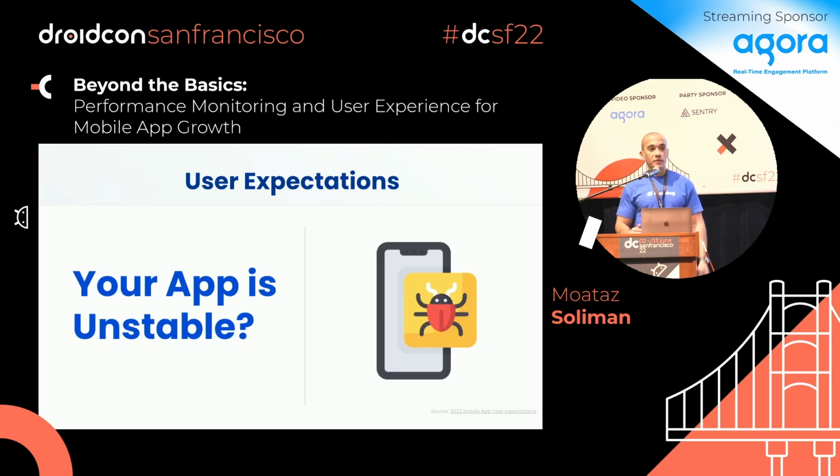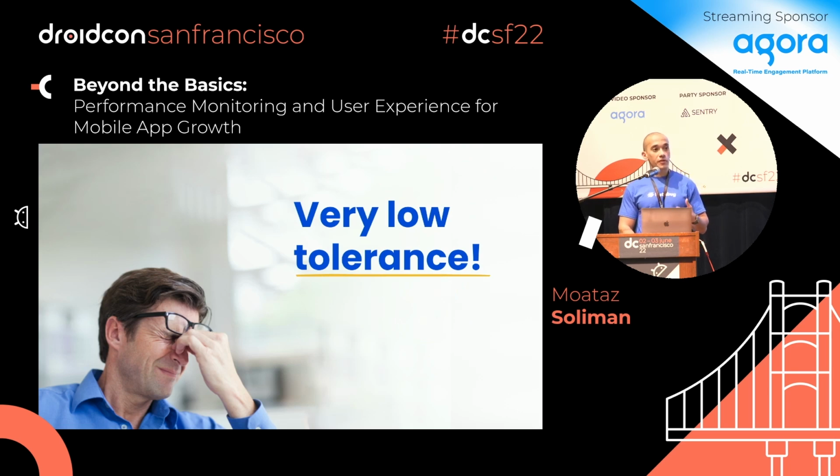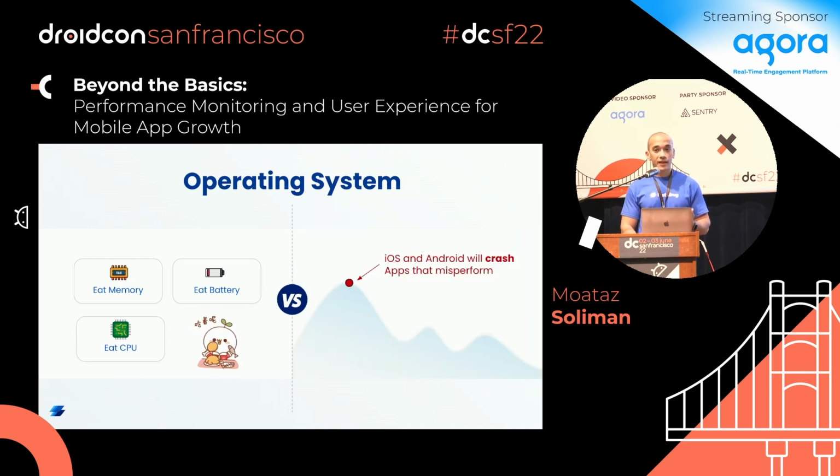Same thing with app stability. If the app wasn't stable or wasn't performing well, as long as it was doing the main functionality, users were fine with that, and they were a lot more forgiving than they are today. Right now, 80% of your users are going to delete the app on the first day if they encounter any crashes within the app. So there is a very low tolerance among mobile app users in general. Accordingly, the operating systems are reacting as well. Previously the operating system would have been okay with an app that is using a lot of memory, a lot of battery, or a lot of CPU. Right now the operating system is going to proactively terminate the app if it isn't performing as expected.